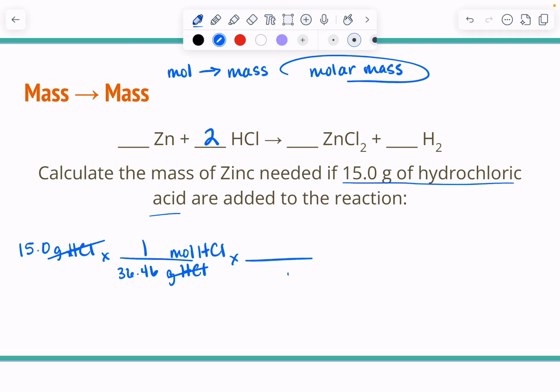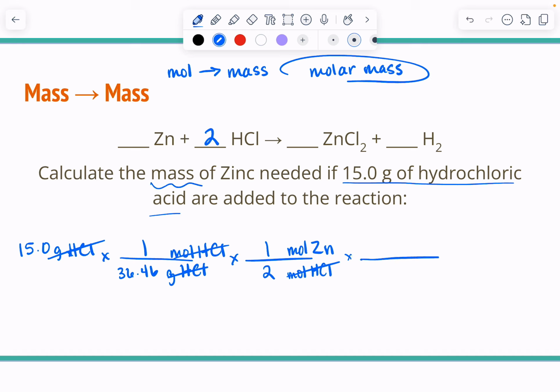Now we want to use our relationship, the molar relationship between HCl and our desired material, which is zinc, and we know that this reacts in a 1 to 2 ratio. Moles of HCl will cross out, and we're left with moles of zinc. We need to find the mass of zinc, so we're not quite done yet.